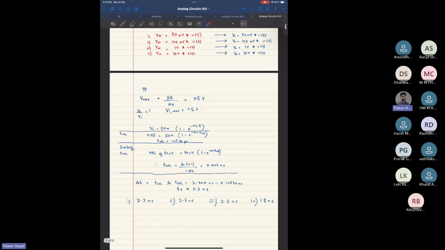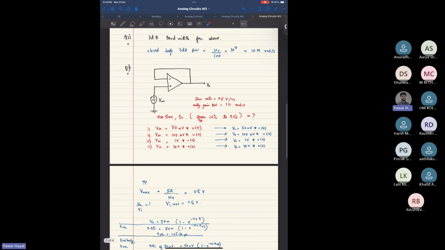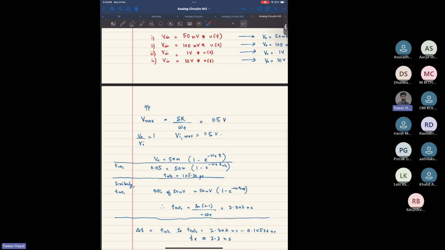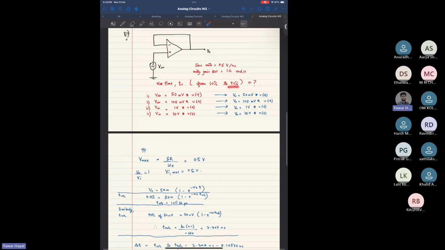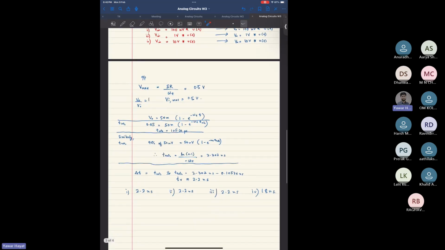And how would we find the V max? Because we need that for the rise time, right? Because only then this 90% would be 0.9 times V max, and this 10% would be 0.1 times V max. Your V max is slew rate divided by unity gain frequency. Okay, and for this case that is 0.5, right? Because there is nano here and giga here. So this is 0.5 volt, right? Your V output max would also be 0.5 volt.